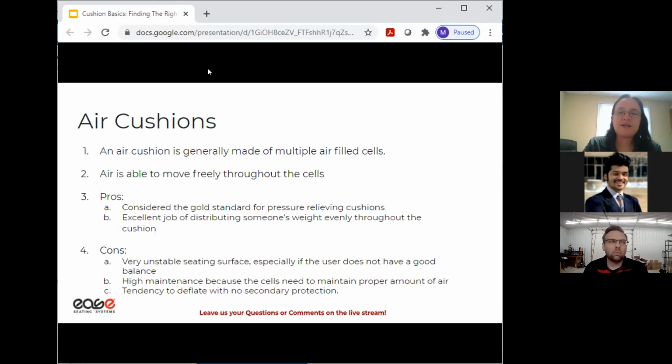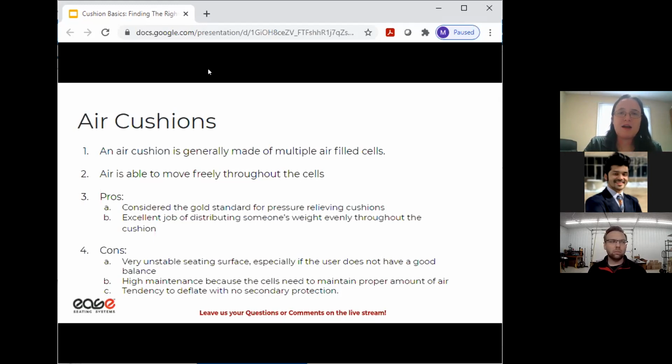However, because it's such a freely moving cushion, it's a very unstable seating surface. So if you do not have very good balance, you're at higher risk of shifting side to side. And also, some people just don't like that feeling of shifting all the time. They want to be sitting on something more stable.